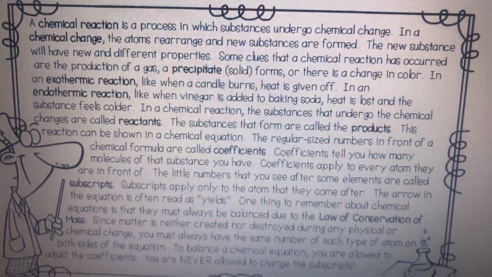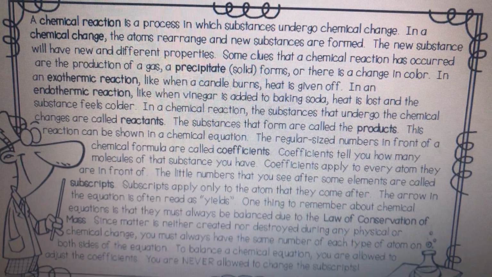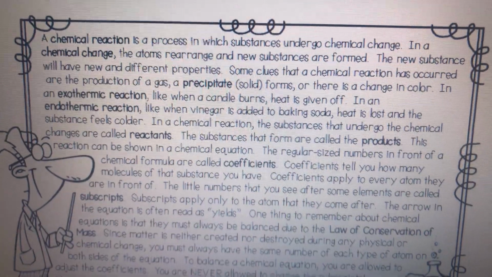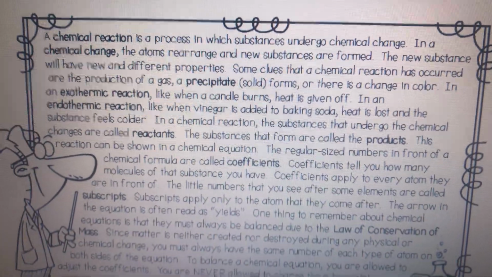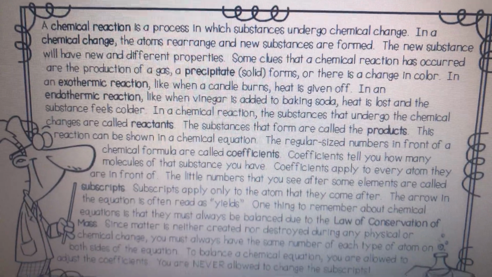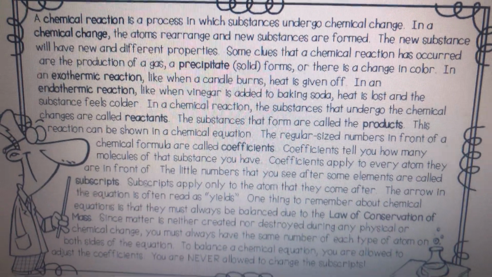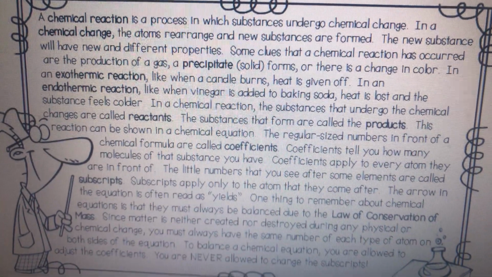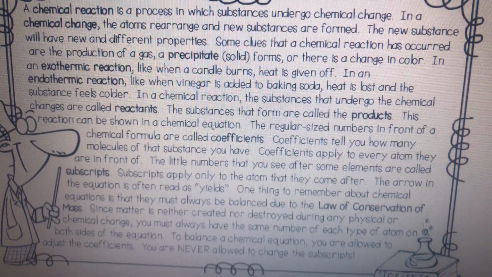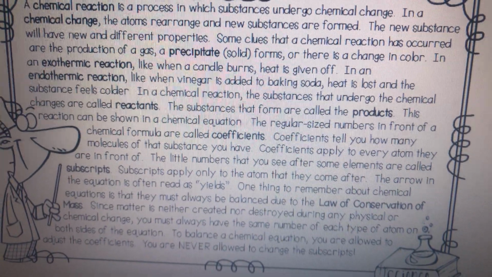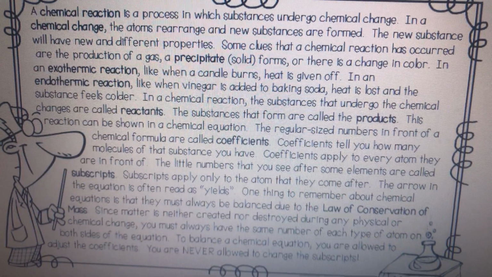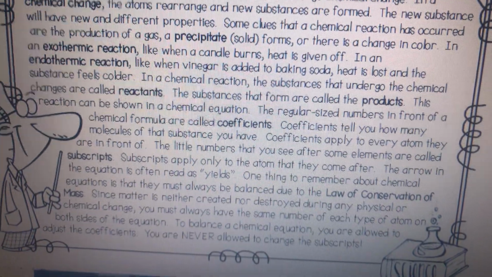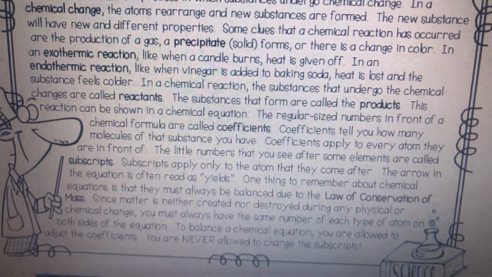Some clues that a chemical reaction has occurred are the production of gas. Often, when we burn something, there's a gas given off. It's carbon dioxide, isn't it? Another clue is a precipitate, which is a solid form of a compound, and there's a change in color. In an exothermic reaction, like when a candle burns, heat is given off. In an endothermic reaction, like when vinegar is added to baking soda, heat is lost and the substance feels colder. Exothermic and endothermic reactions are really important in the concept of chemical reactions.